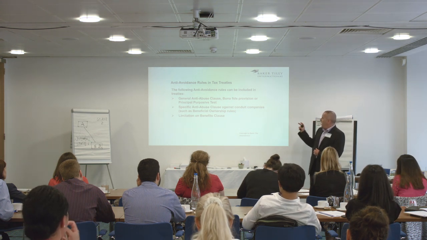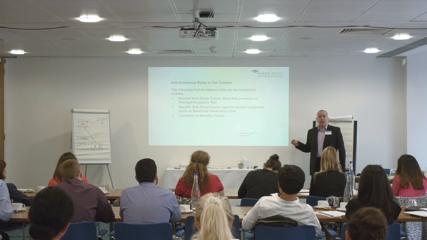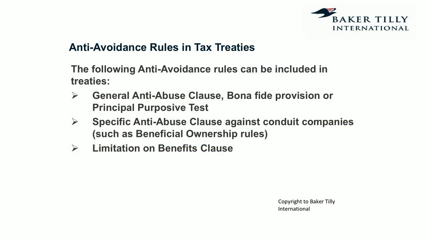There are three recommended things that could be going into tax treaties, three recommended ways in which governments, when they're concluding tax treaties, might look at ensuring that they're not abused. So these are in the BEPS actions. The first is a general anti-abuse clause, or a bona fide provision clause, or a principal purposive test. Now of those, like I say, I think that's your scary deterrent one. I think that's just something there to scare advisors off using these kind of things.